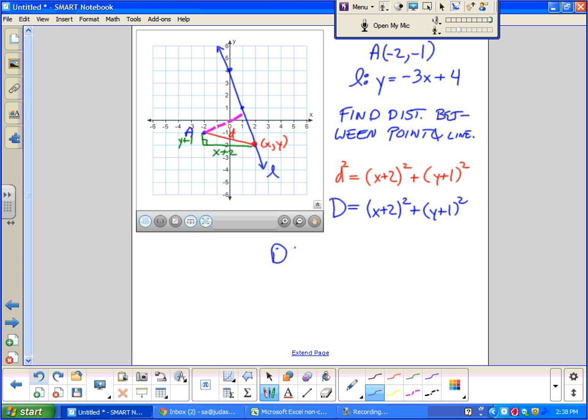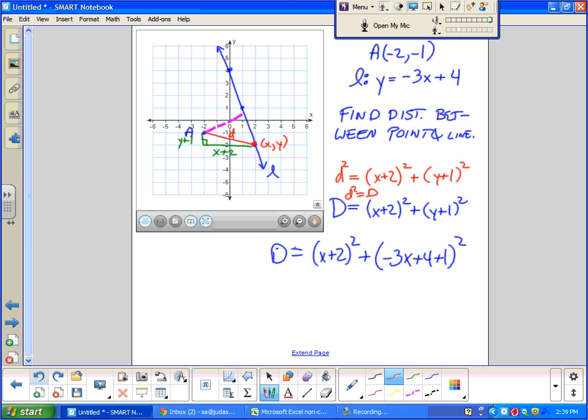So D equals x plus 2 squared plus negative 3x plus 4 plus 1 squared. And everybody, I go yippee at this point, right? Because now I have the distance squared. I have the distance squared, D, equal to x plus 2 quantity squared plus negative 3x plus 5, if you simplify, quantity squared, right?